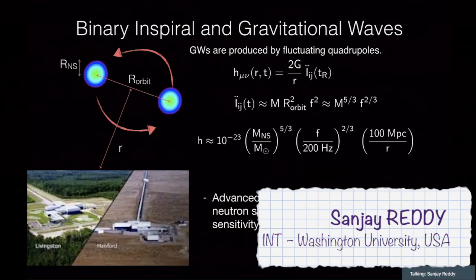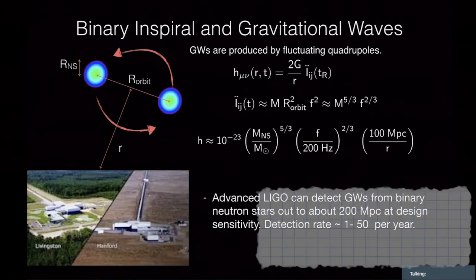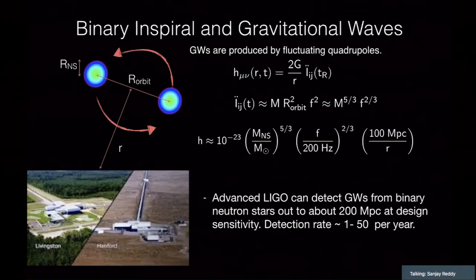We know from general relativity that whenever you have a fluctuating mass quadrupole moment, which is denoted by the symbol I_ij, then it will produce some gravitational waves. These gravitational waves are perturbations of the space-time metric h, and you can calculate what is the fluctuating quadrupole moment of a rotating binary of two neutron stars orbiting each other.